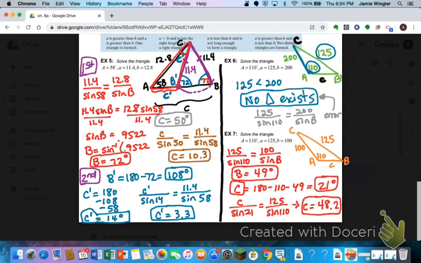Here's how I know. If your given angle is obtuse, in an obtuse triangle, you can only have one angle that's obtuse. So there's no way to redraw this triangle to make a second triangle. The only time you can have a second triangle and a second set of answers is if your given angle is acute.